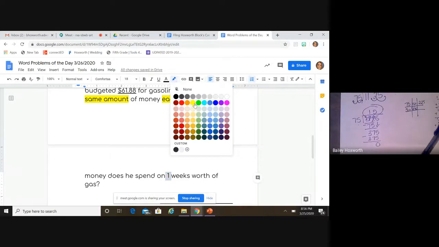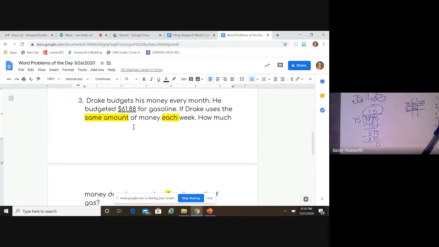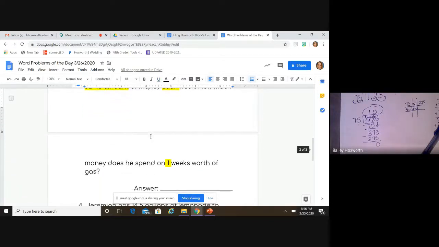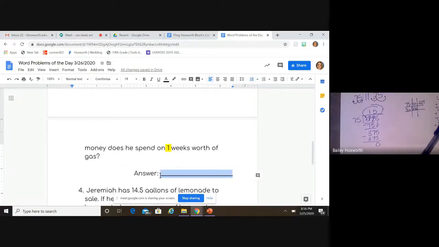So I have a total here. I have the words same amount. I have the word each, so I know I need to divide. It's telling me that he uses this much in 1 month, and it wants to figure out what he uses in 1 week. So how many weeks are there in a month? 4. So what I need to do here is say $61.88 divided by 4. This is not your answer. You need to solve this and give me the answer.